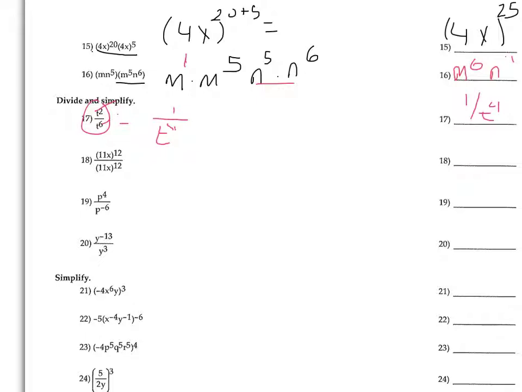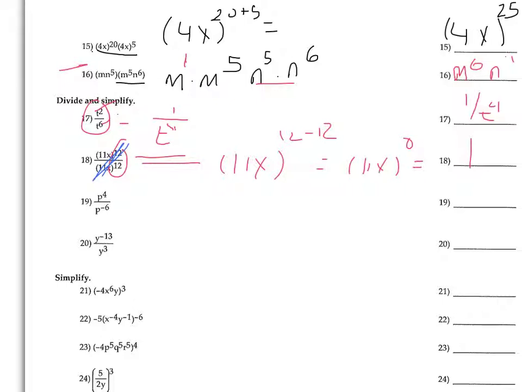Now, 11x to the 12th divided by 11x to the 12th, if we use the rule of exponents, that would be 11x to the, we subtract when we divide, just like we add when we multiply up here. That'd be to the 12 minus 12, which is 11x to the 0th, which is 1, which is the same thing we'd get if we just canceled these, because you can cancel the same things here.